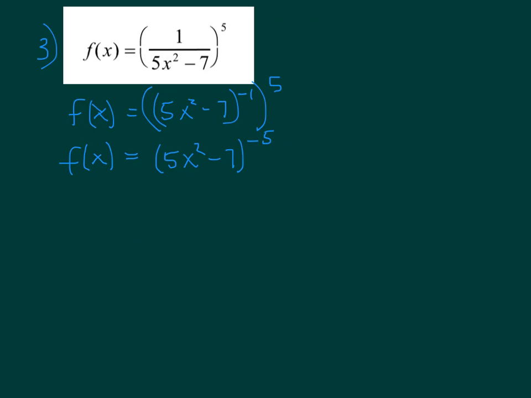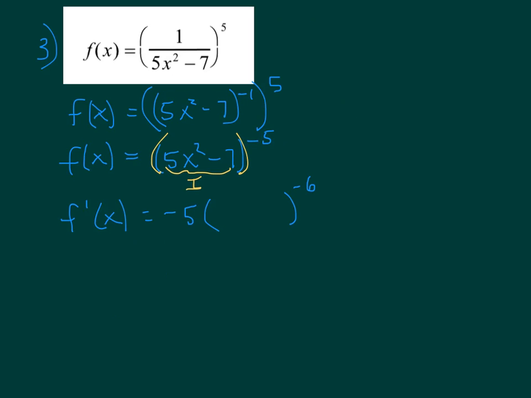Okay, so we are now going to go ahead and take the derivative of this. And again, here we notice a chain rule. So you have 5x squared minus 7, that's your inside, and then the whole thing out here is your outside. Okay, so when I take the derivative, f prime of x, I first go ahead and do the power rule with the parentheses, if you will. So the negative 5 comes in front, keep our parentheses, and then this would become negative 6.